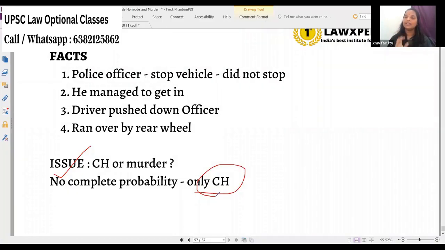Very simple. If there is an uncertainty in causing death, then it is culpable homicide. If in total certainty the act is going to result in death, then it is murder. So that's the difference it has been given. Hope this point is clear.